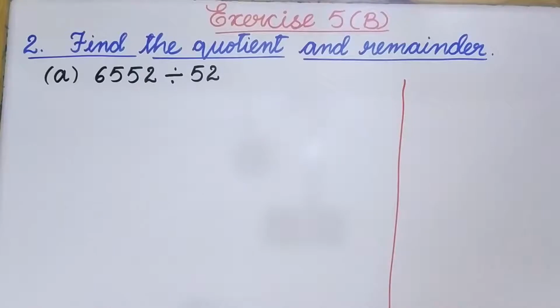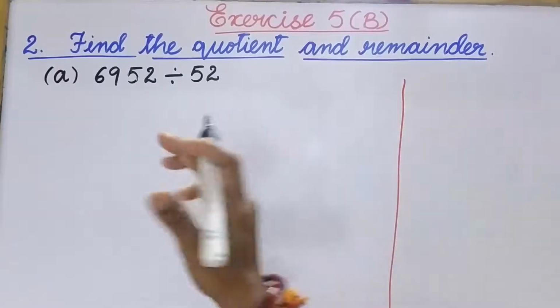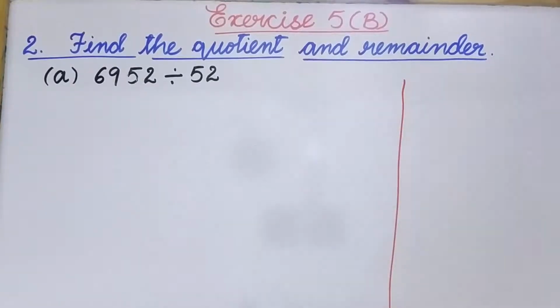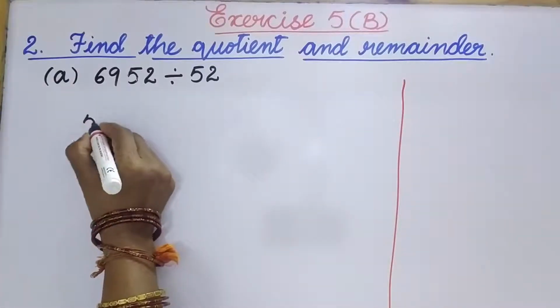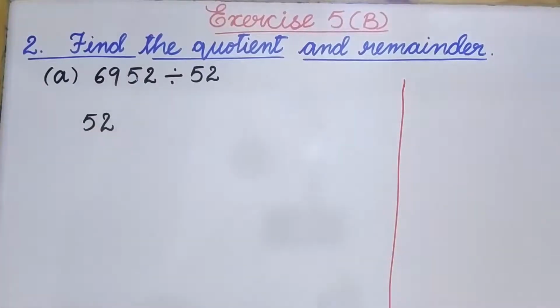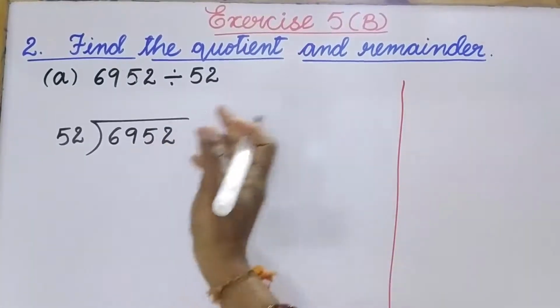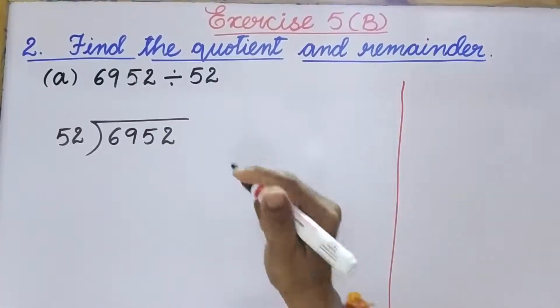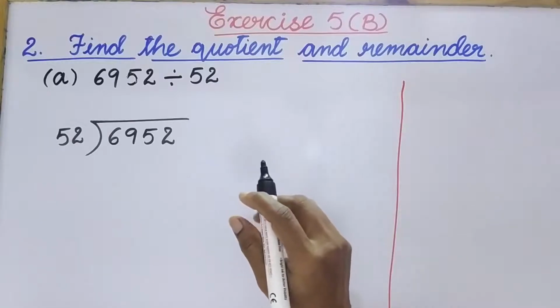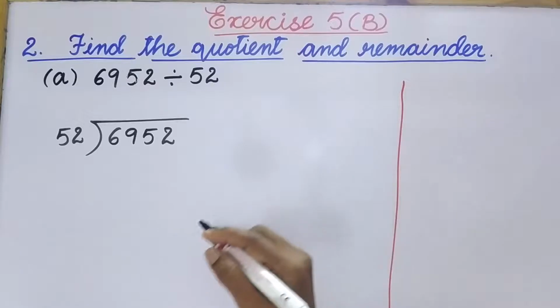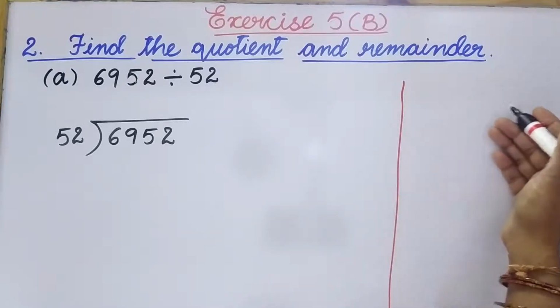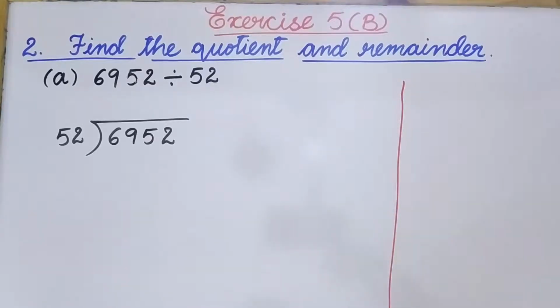Second one, find the quotient and remainder. In that, the first one: 6,952 divided by 52. We know how to write it. Of course, we do need the table of 52. Then how to write it? We know tables are nothing but we can write by adding up. That's also a table. Let us write 52's table in that way.